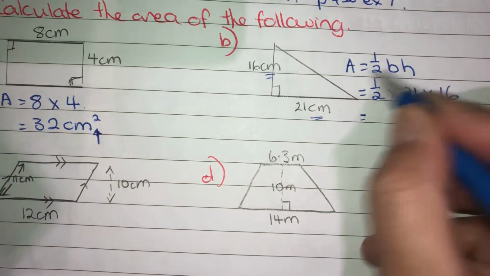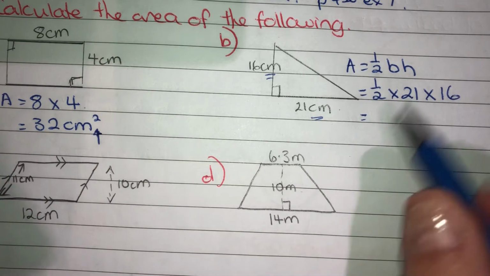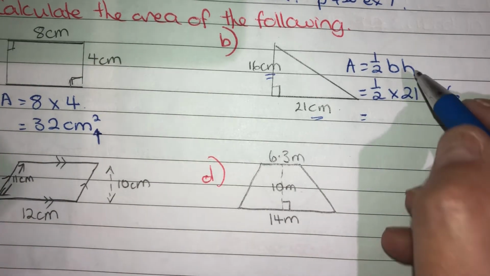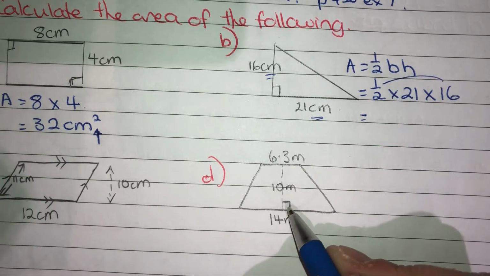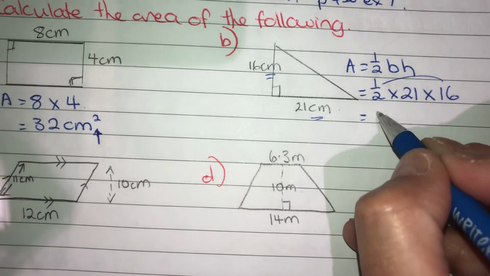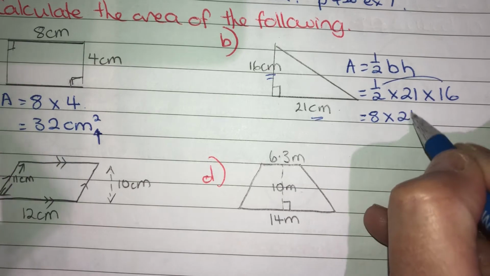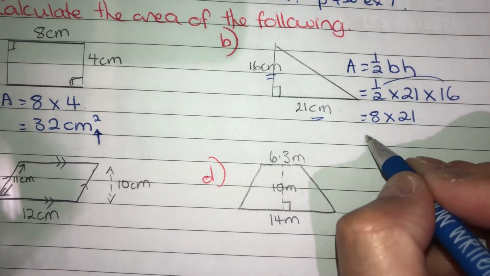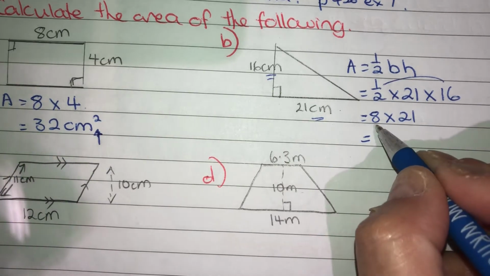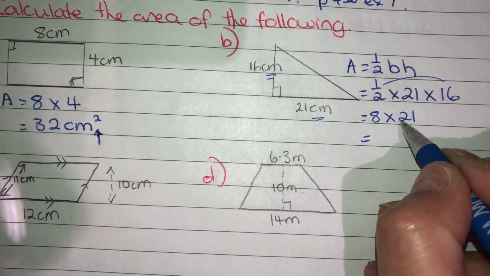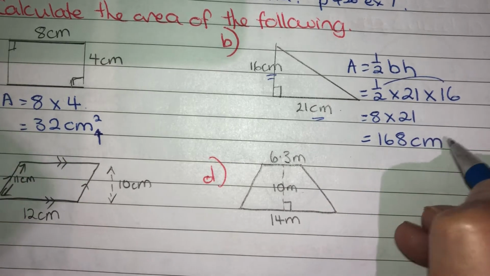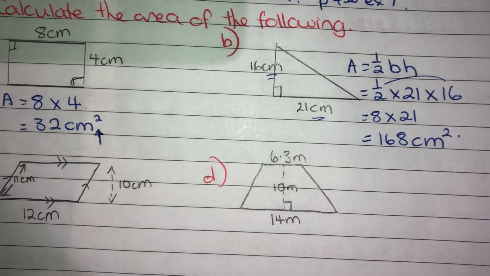Now you can put that all in the calculator if you want to. You would put 0.5 times 21 times 16. Or you could do an easy bit first. So I'm going to do a half of 16 is 8. And then I'm going to multiply that by 21. But if you want to put that all into your calculator, that's fine. That's no worries. What are we going to get? 8 times 21 is 168, putting on the end centimetres squared.